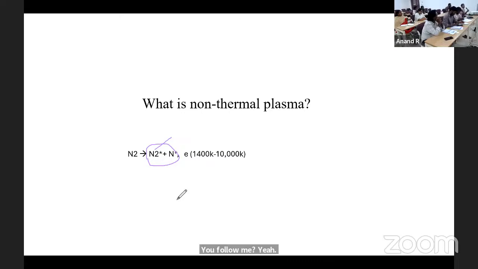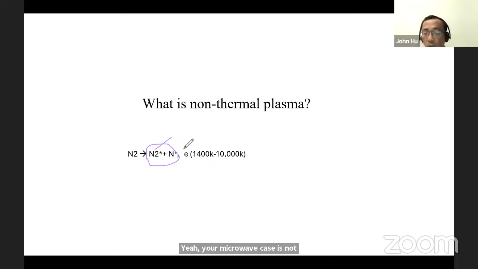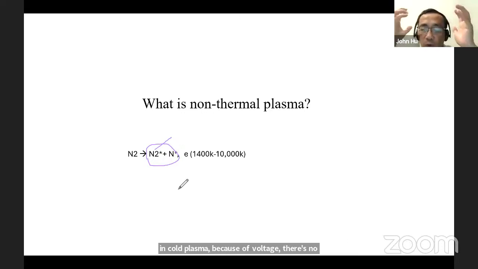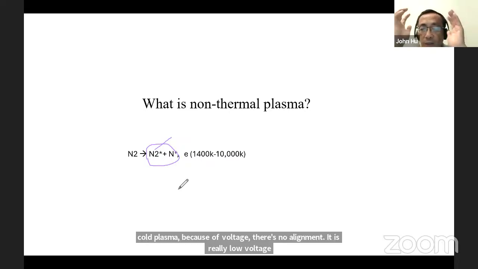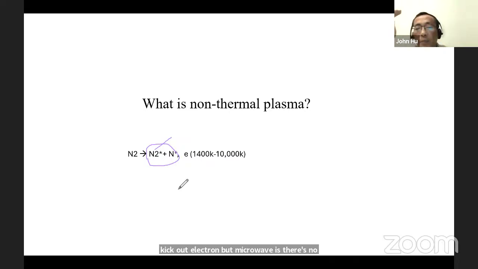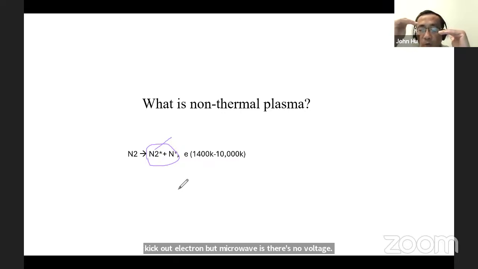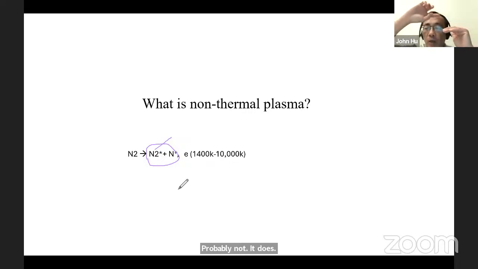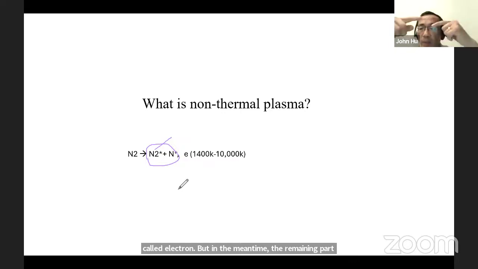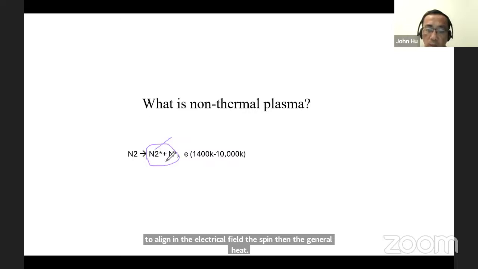In the microwave case, you kick out an electron and get plasma, but it all depends on how your molecule aligns with the electromagnetic field. In cold plasma, because of voltage, there's no alignment. It is really the voltage that kicks out the electron. But in microwave there's no voltage. It's a field going in. When it is powerful enough, it does kick out electrons. But in the meantime, the remaining part tries to align in the electric field, they spin, and then they generate heat.